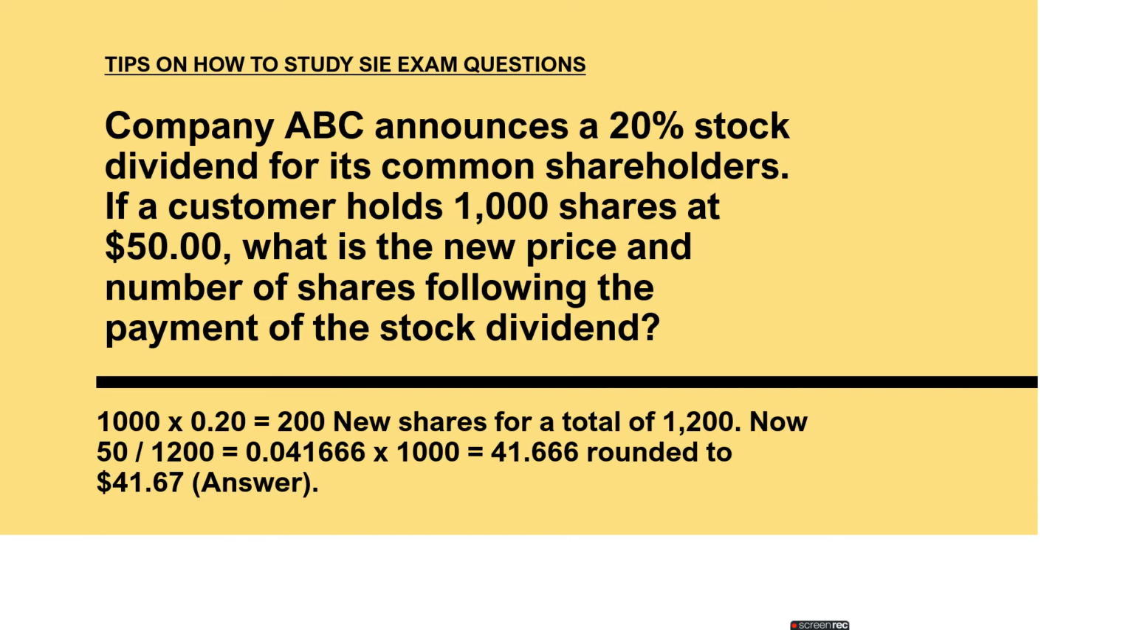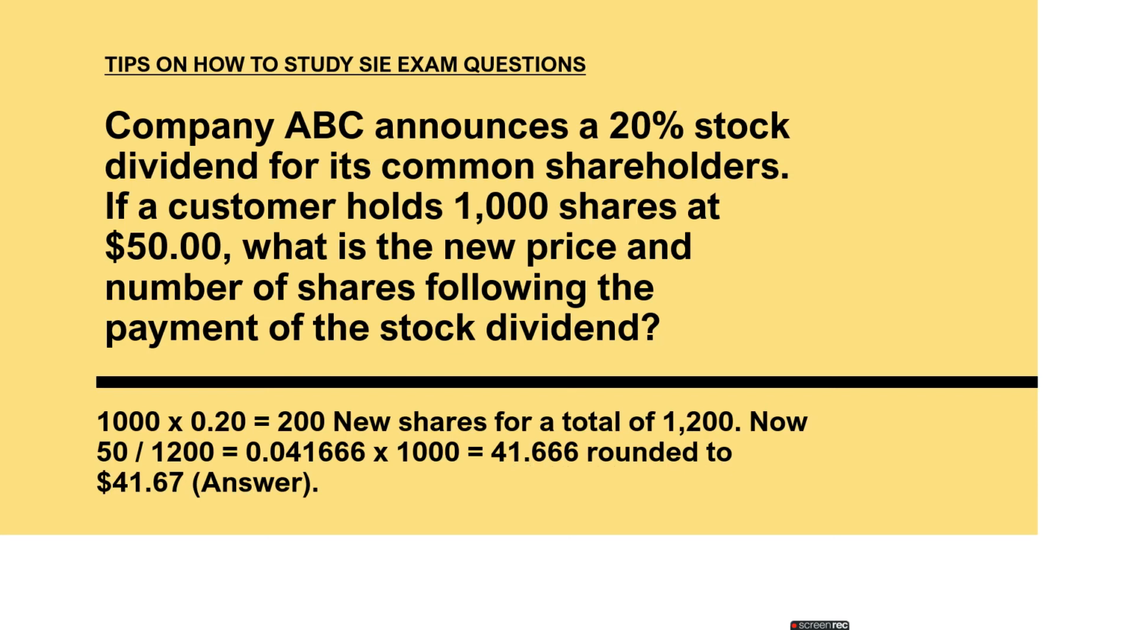You will now take $50 and divide that into the 1,200 new shares, which will come out to be 0.041666. You multiply it times 1,000. In case you don't know, or during your exam you forget to move the decimal point 3 places, then just multiply times 1,000. 41.666 rounded to $41.67. On the SIE exam, they will round to the nearest cent.